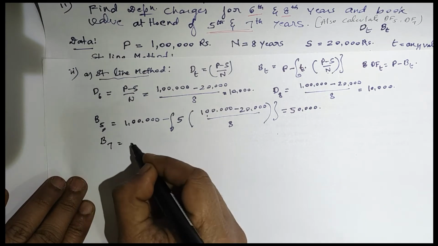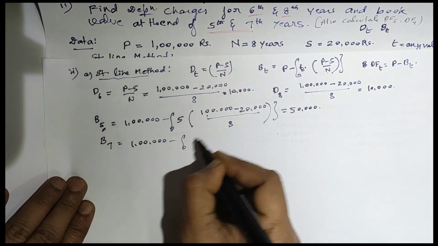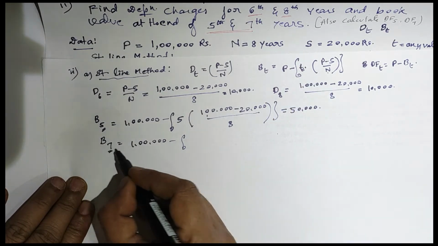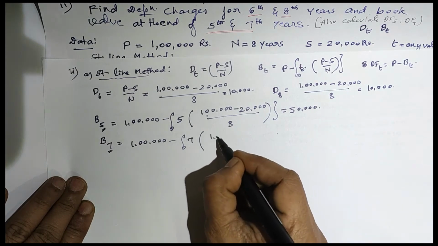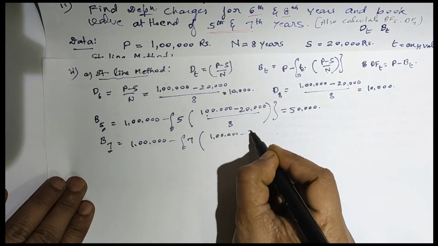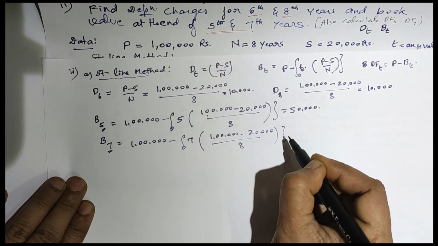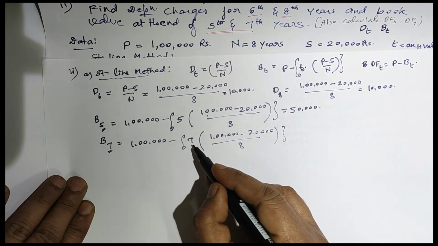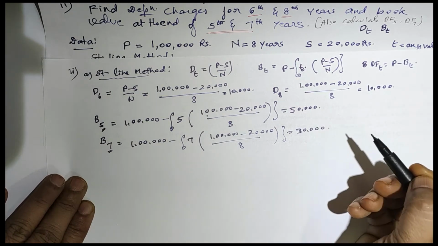B7 is also asked. P remains same, 1 lakh minus flower bracket. T is 7. Then 1 lakh minus, I'm sorry, 20,000. S is 20,000 divided by 8. So this comes to 10. 10 into 7, 70,000. 1 lakh minus 70,000 is 30,000.